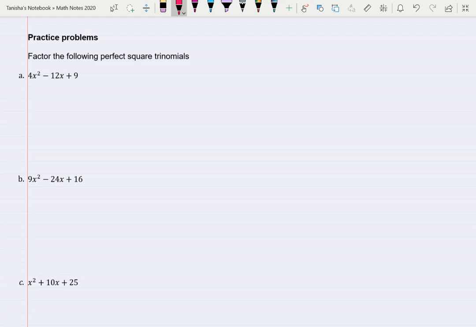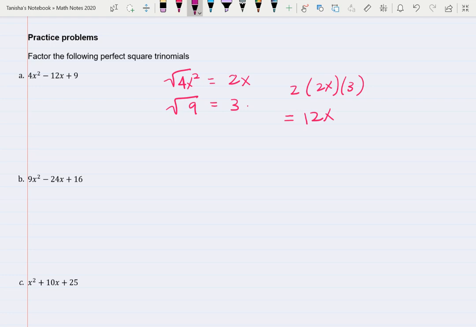So we have 4x squared, 9, perfect squares. Okay, square root of 4x squared is just a 2x. And the square root of 9 is 3. If we take twice the product of those two square roots, we're going to get 12x. Okay, so yep, that's a perfect square. We already knew that from the question, but again, we want to check if that's not indicated.